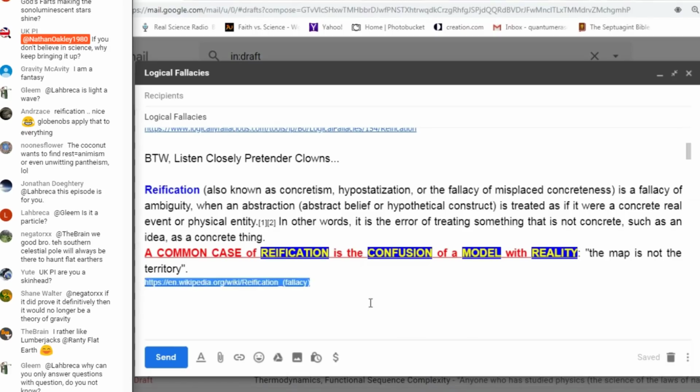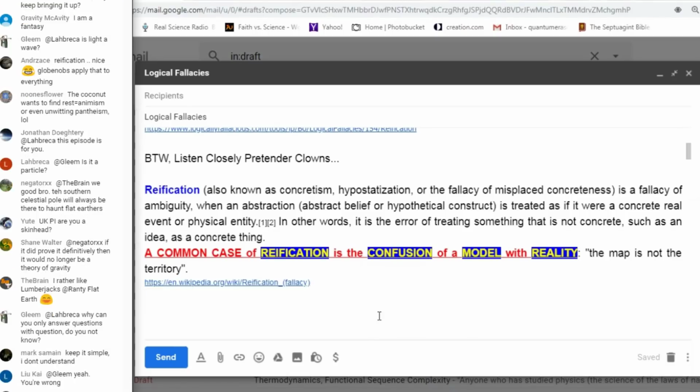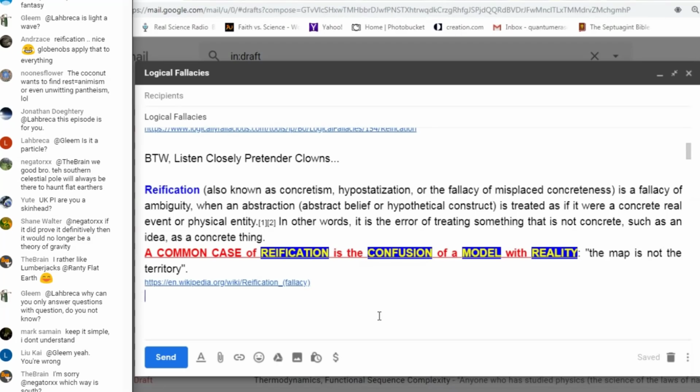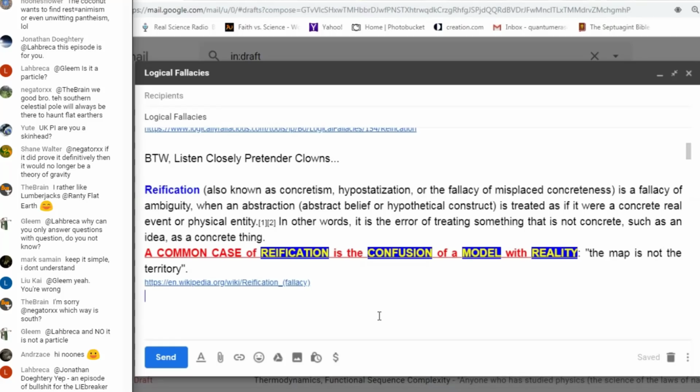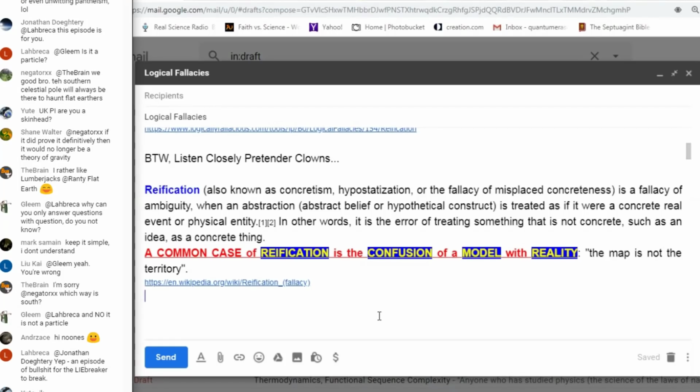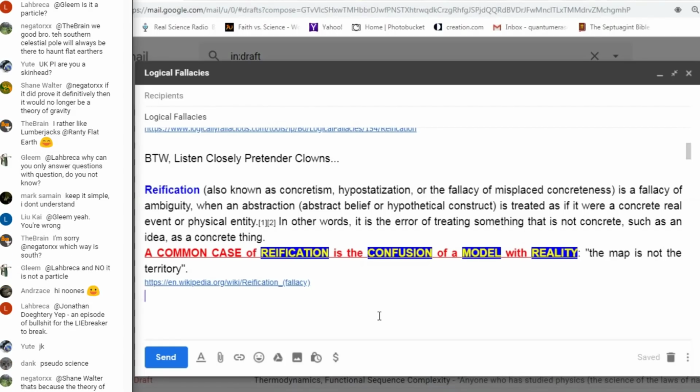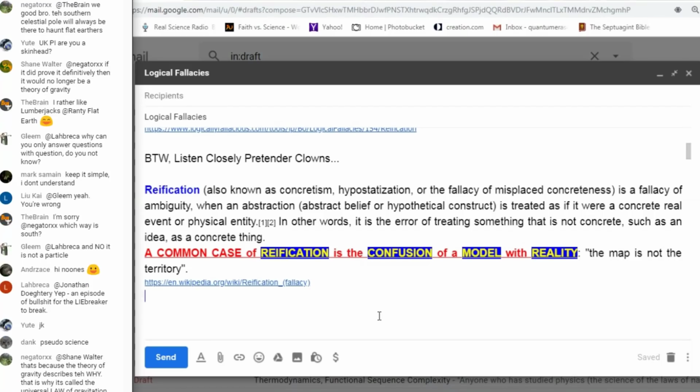Wiki. I love it. Yeah, I nearly spat my cornflakes out when you sent me this. So I read it, and obviously I was like, okay. And then I saw the link, but I didn't put two and two together that these are literally the words of Wiki. A common case of reification is the confusion of a model with reality. Quote, the map is not the territory.